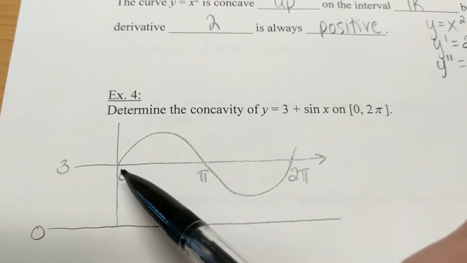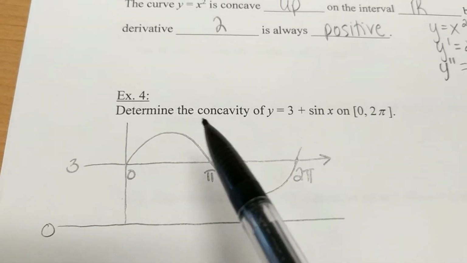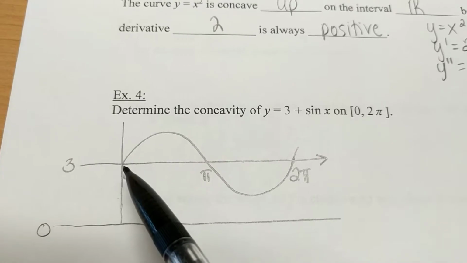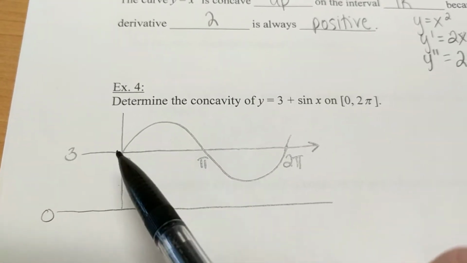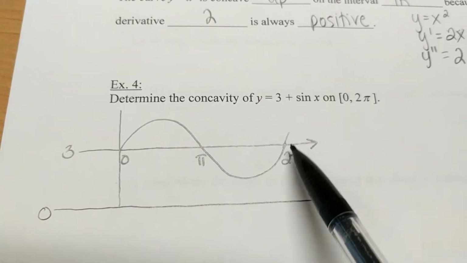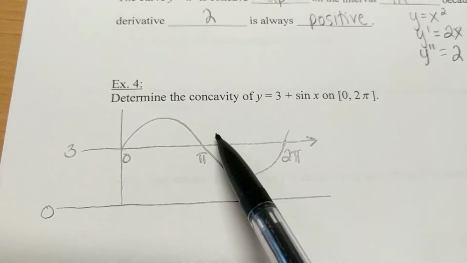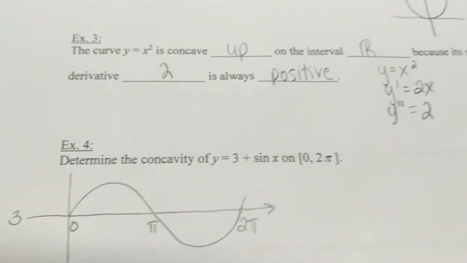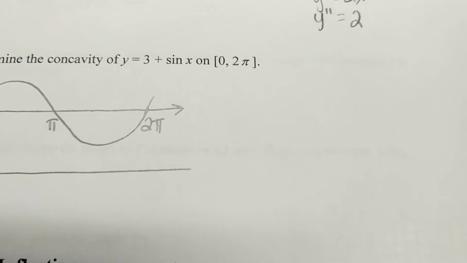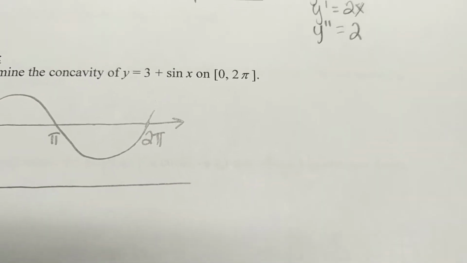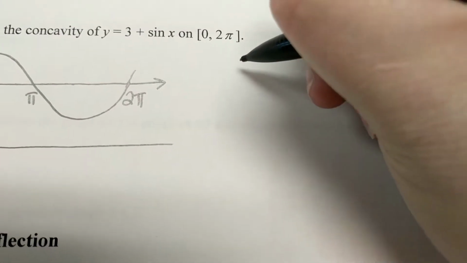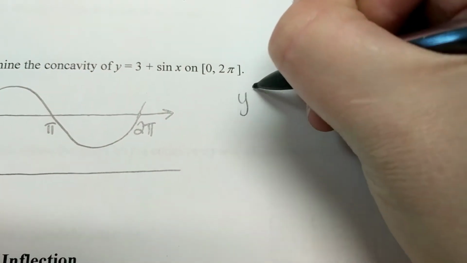What I want you to notice is you can just look at the picture and kind of determine it, but we're going to do it algebraically as well. It's a sad face here, and there's a happy face here. So somewhere in here, it switches. So according to this second derivative test, this concavity test, it says we need to find the second derivative and show when it's equal to 0.